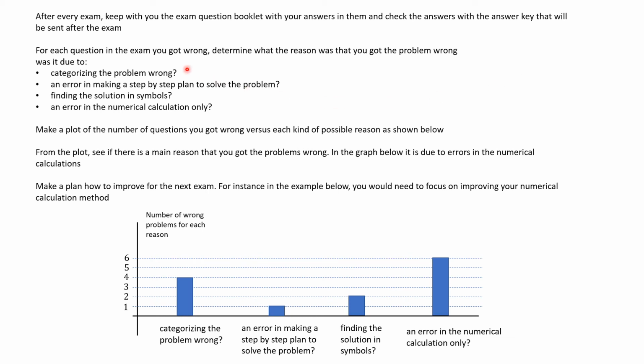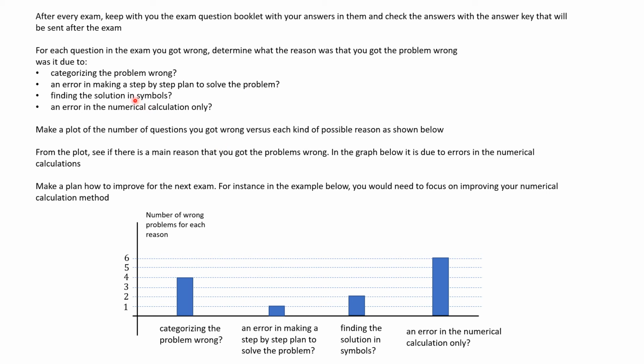Now, let's say you got a problem wrong. For every problem you got wrong, it's important to try to figure out which category, or what was the reason, you got it wrong. Was this due to a problem categorizing the problem? Did you not know which part of the chapter or which part of the course this material was talking about? Or was there a problem in the step-by-step plan to solve the problem? Did you make a correct plan to solve the problem, or did you make some error in this plan?